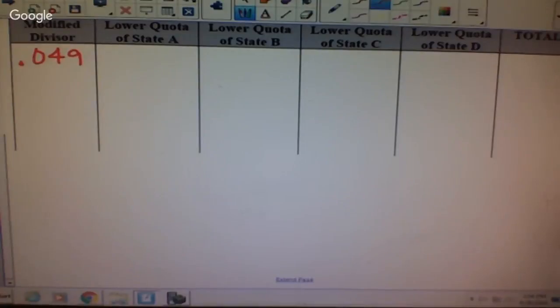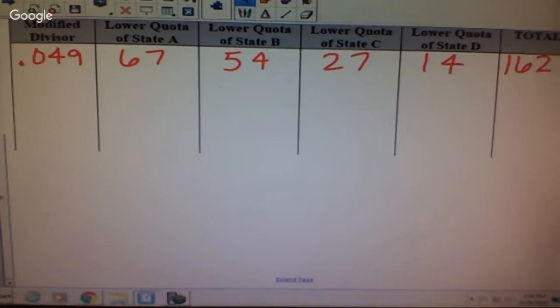It's 162, because we end up with 67, 54, 27, 14. 162. Okay, so now my number's too big. It needs to go down, which means this value needs to go up. So I need to be higher than 0.049, but lower than 0.050. Again, we need to work our way out.